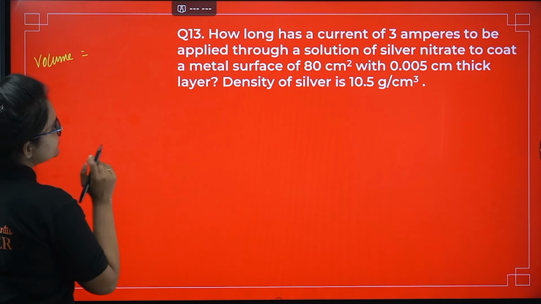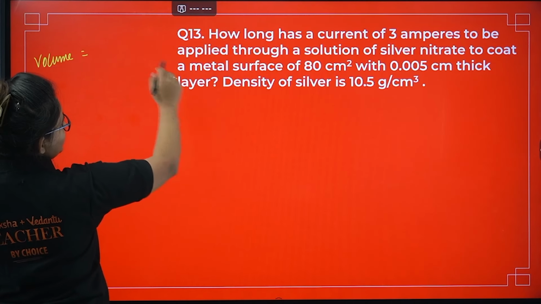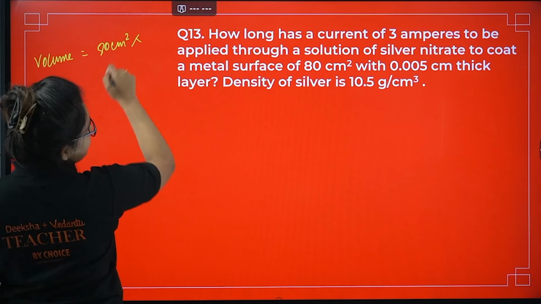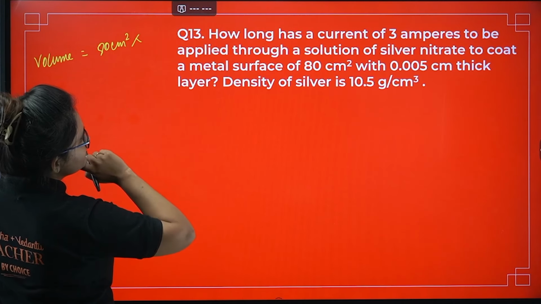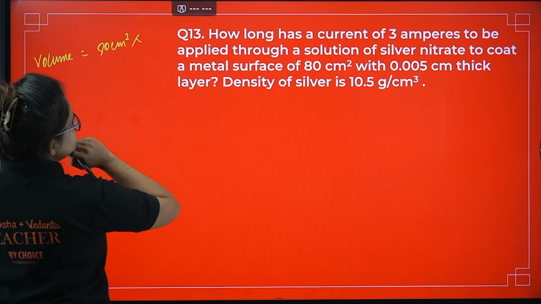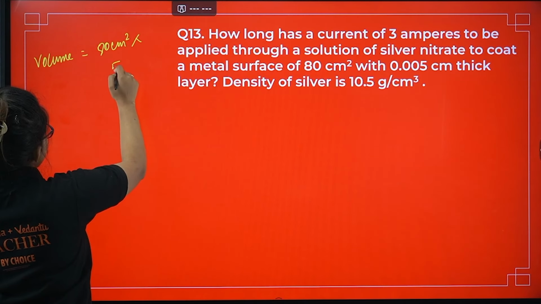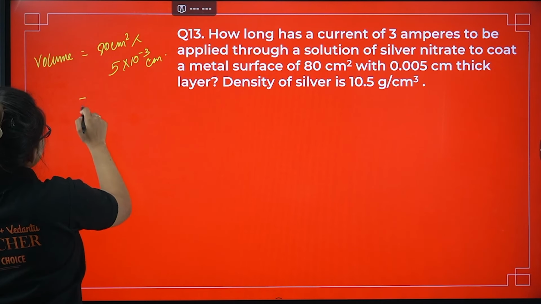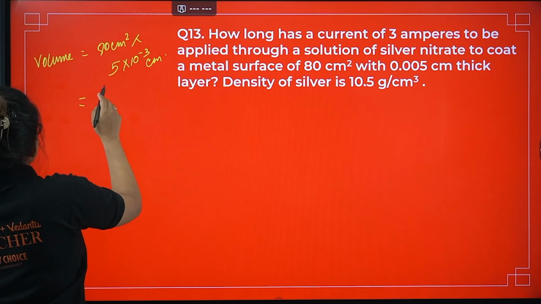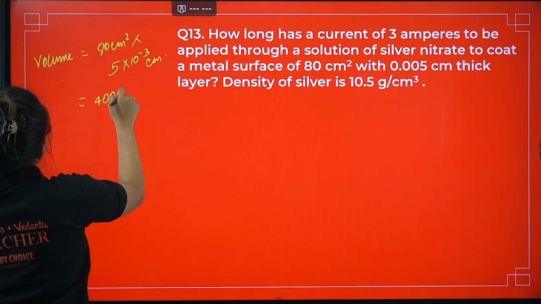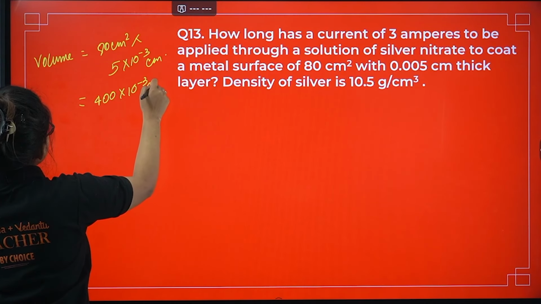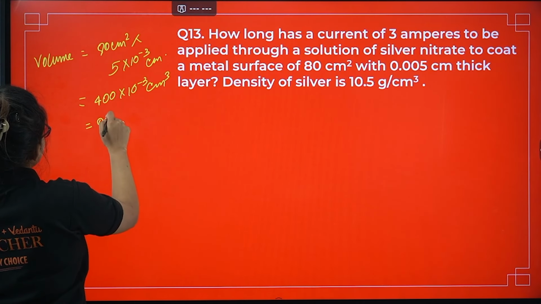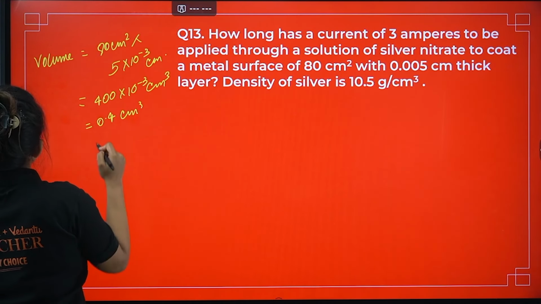Volume: they are saying metal surface. Surface means this is the area, that is 80 centimeter square, into length. Length is how much? They are saying 0.005 centimeter, hence we can write it as 5 into 10 power minus 3 centimeter. If you do this, it will come up to be 400 into 10 power minus 3 centimeter cube. Let's make it shorter, 0.4 centimeter cube. So volume we got.